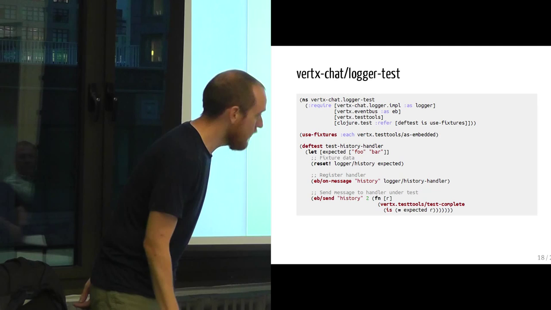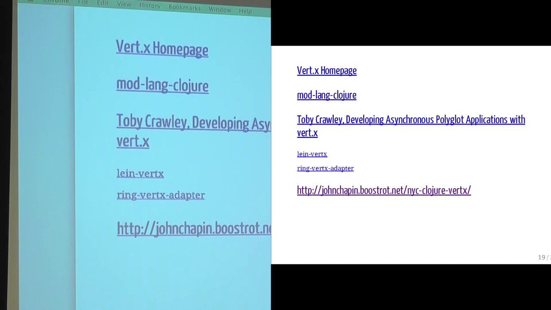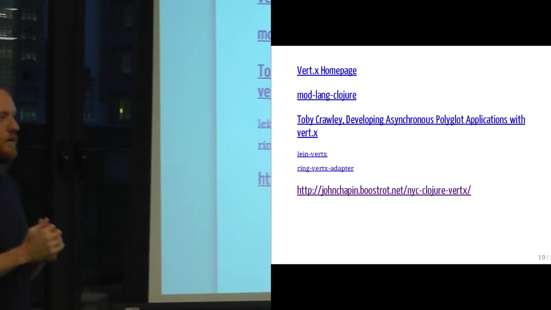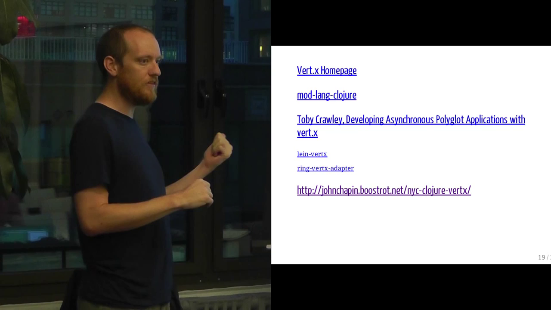So there's the Vert.x homepage. They have tons of documentation. It's actually really well put together. There's both a getting started manual, a what is a module, and how to run Vert.x and all the various things you can do. And then there's actually a language specific, very, very thorough manual for each of the officially supported languages.